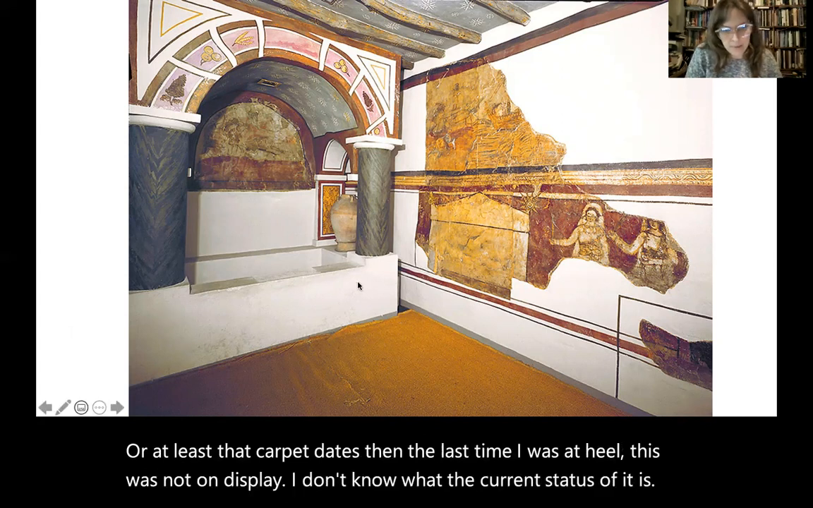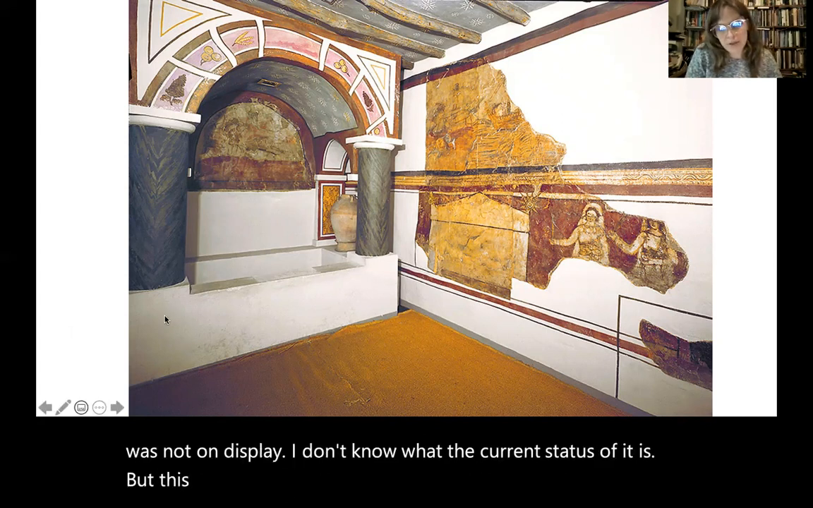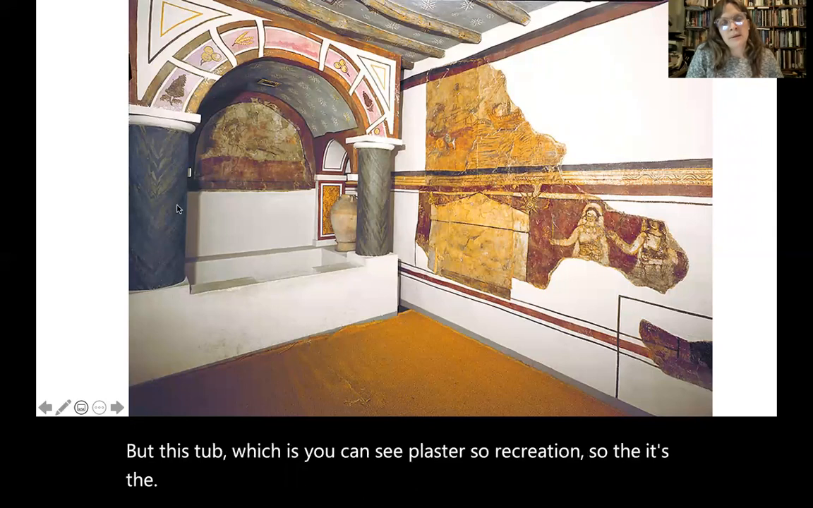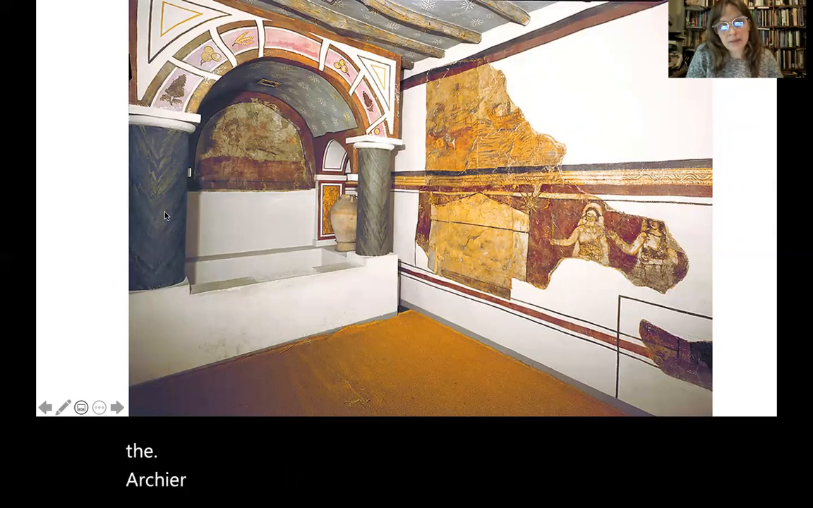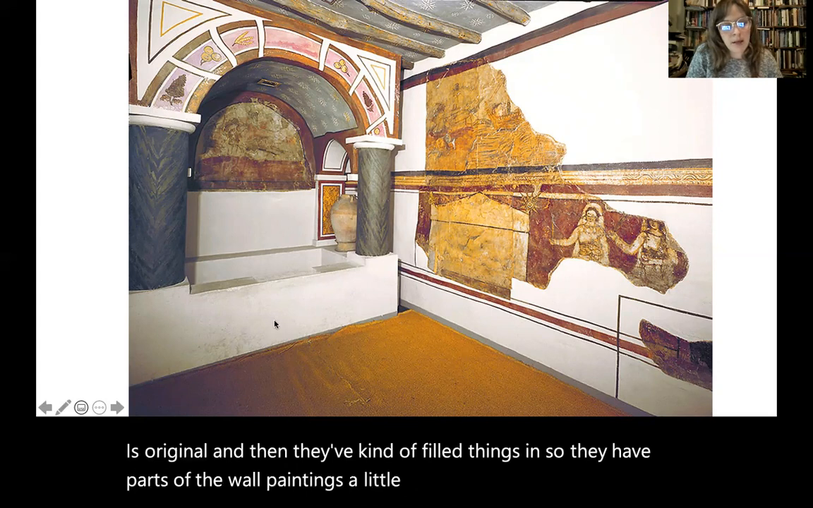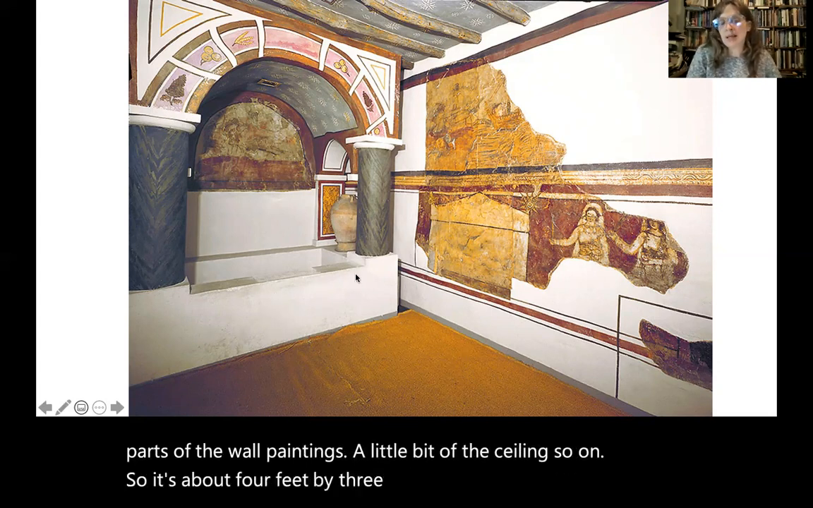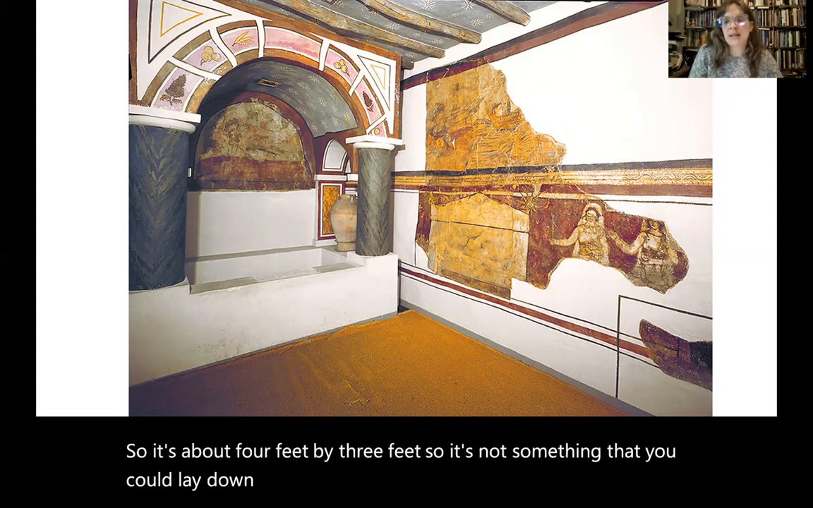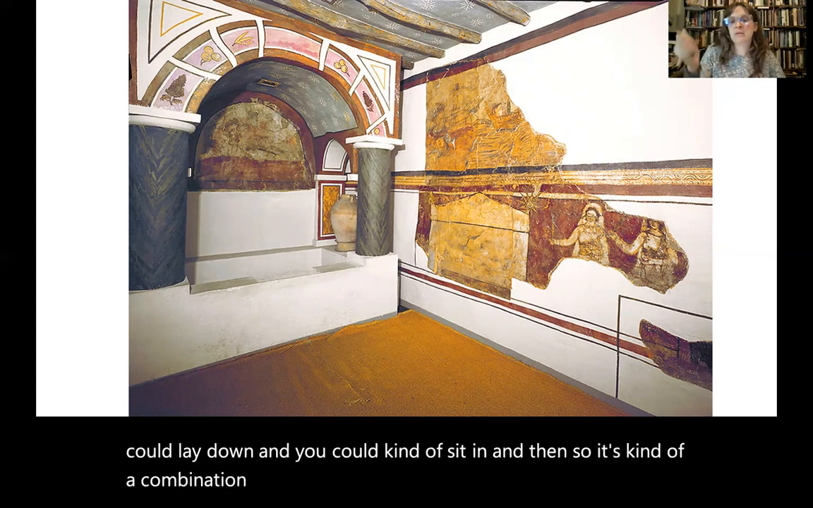But this tub, you can see is plaster, so a recreation. The little arch here is original, and then they've filled things in. So they have parts of the wall paintings, a little bit of the ceiling, and so on. It's about 4 feet by 3 feet, so it's not something that you could lay down in. You could sit in it, so it's a combination of immersion and sprinkling.